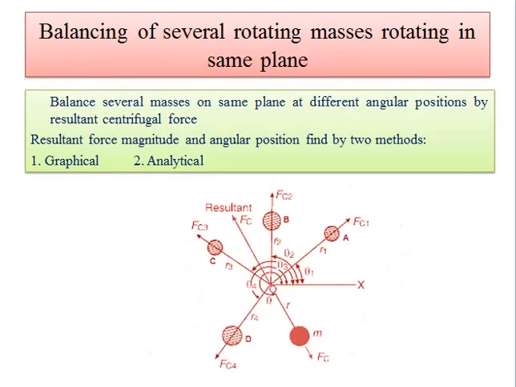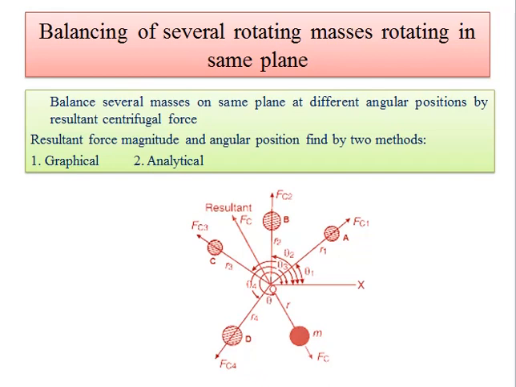Next is the balancing of several rotating masses rotating in the same plane. As we know, in machines there are different components, and suppose every component has some unbalanced mass. In that case we see several rotating masses create an unbalance effect, and it will create vibration or maybe noise in the machine component. In that case, generally we find the resultant of these.